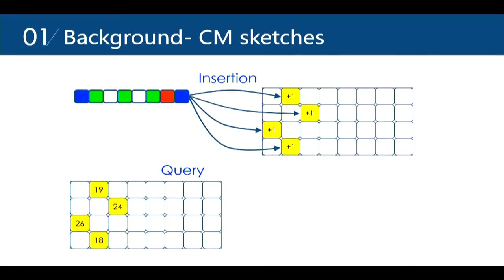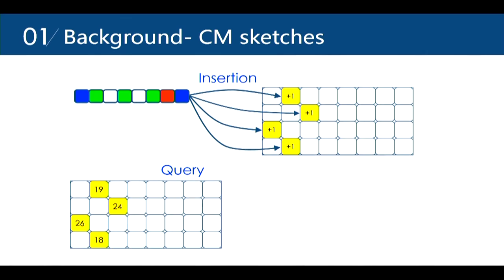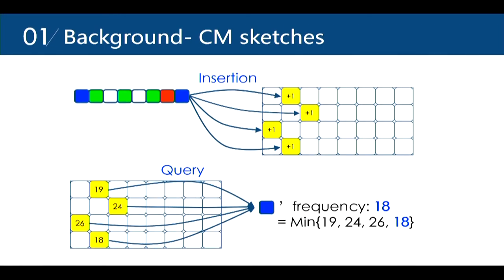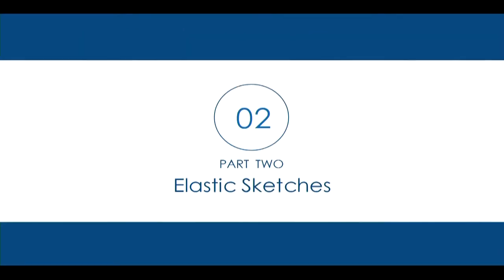how to query the frequency, or we say the size of the blue flow. We compute the same four hash functions, and we get four counters. In this case, we only report the smallest counter. Note that the smallest counter is always larger than or equal to the true size of the blue flow. This is known as one-sided error, or we say overestimation error.